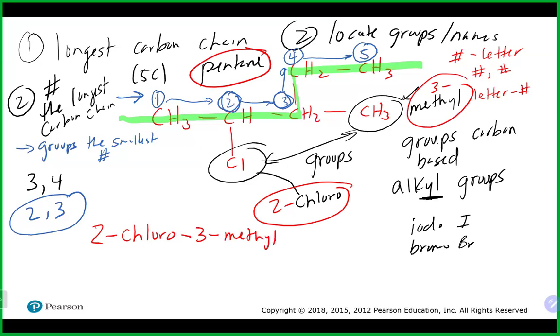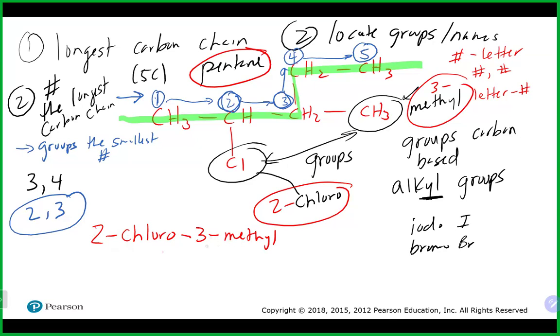I'm going to say it one more time. So that's a 2-chloro, which means on carbon number 2 of our longest carbon chain, I could find the chlorine hanging out. Dash 3-methyl, which means if I go to carbon number 3 of that longest carbon chain, I will find my methyl group hanging out.